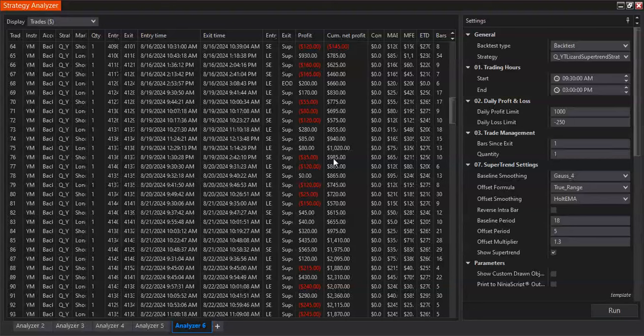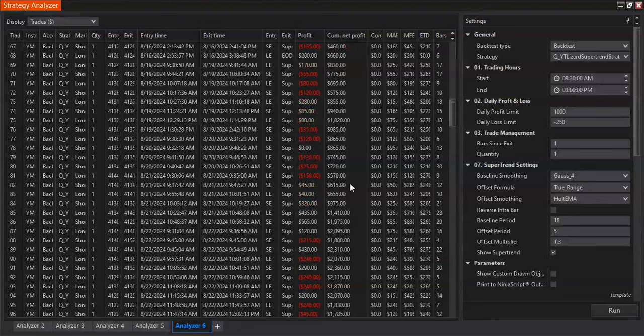So that wasn't the trading hours that stopped that. That was the daily profit and loss that stopped that. So it did see it was at 1,000. It took that trade, but then because it lost, got out. All right, 820, 240, another 25, 265. Stops trading for the day.